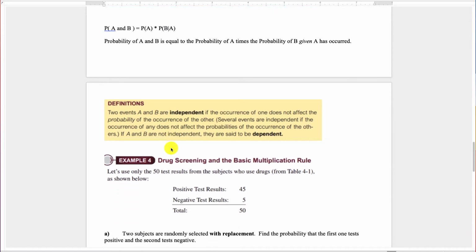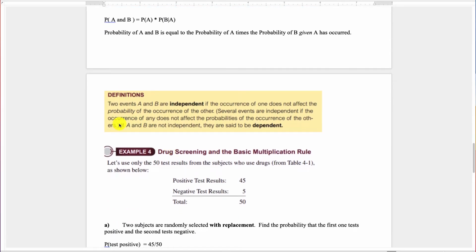Okay, let's look at an example and we'll show it. Well, let's do this first. Definitions: two events A and B are independent if the occurrence of one does not affect the probability of the other. So if A happens and that doesn't affect B, they're independent. Several events are independent if the occurrence of any does not affect the probabilities of the occurrence of the others. If A and B are not independent, they are said to be dependent. If they affect the probability of one another, then they're dependent on each other.